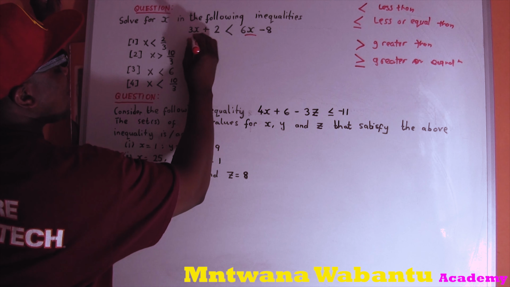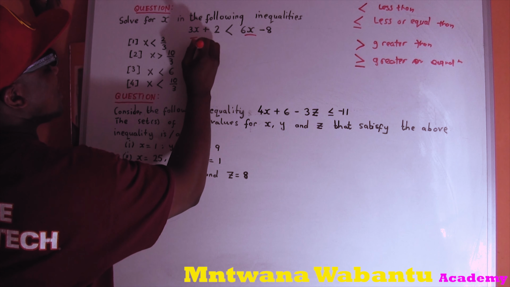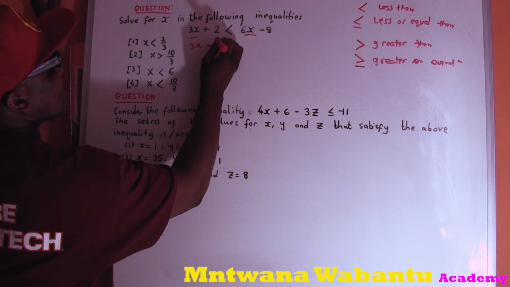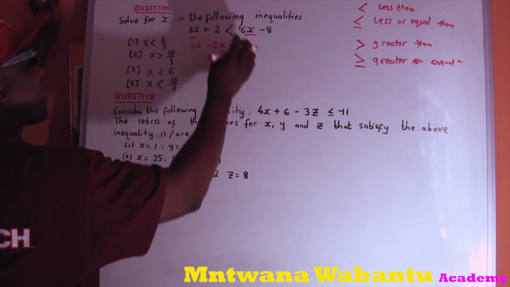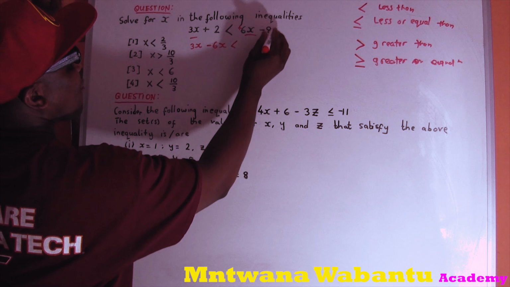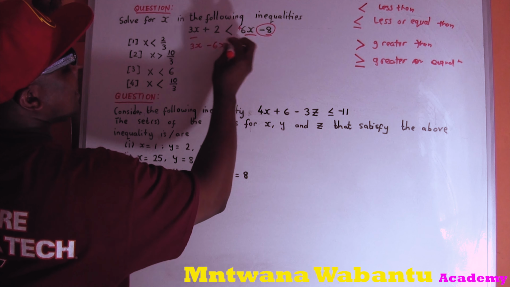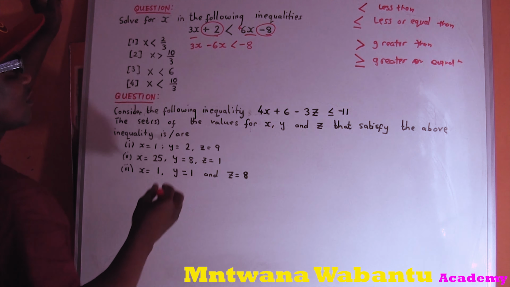So you gotta go to your friend x. So here 3x minus 6x, because this is plus. When you go over, it's negative. Minus, when there's no sign, means it's plus. So we're left with -8, so I'm going to write my -8, and this is positive 2. You know what I'm saying?